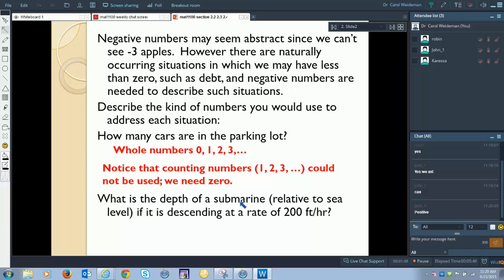How about the depth of a submarine if it's descending at a rate of 200 feet per hour? So this is what I mentioned before. What kind of numbers would we use to describe a descending rate? In other words, the submarine's going under the ocean, so we would use what? Negative numbers. Right, John got it. Negative numbers. Good.